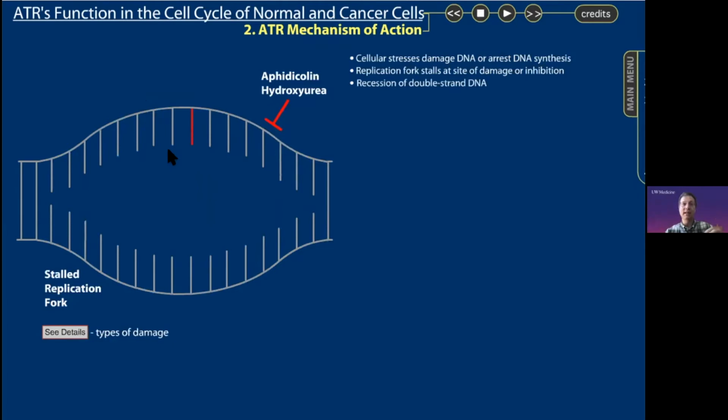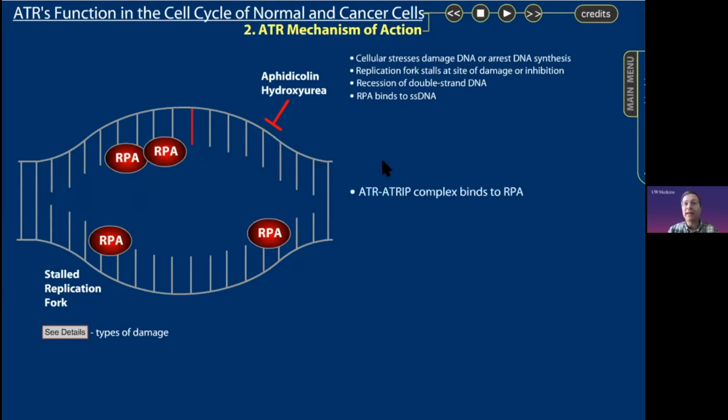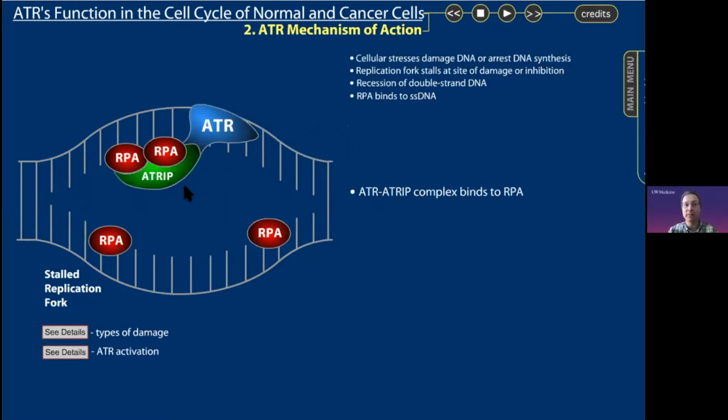If you have a stalled replication fork, you'll have a bunch of extended single-stranded DNA here, which binds to a protein called replication protein A. Normally replication protein A won't really bind to DNA because you don't have single-stranded segments of DNA sitting around normally for a prolonged period. But when you've got trouble at one of these replication factories, then the RPA comes in, and that attracts a complex containing ATR and the ATR interacting protein that recognizes this.